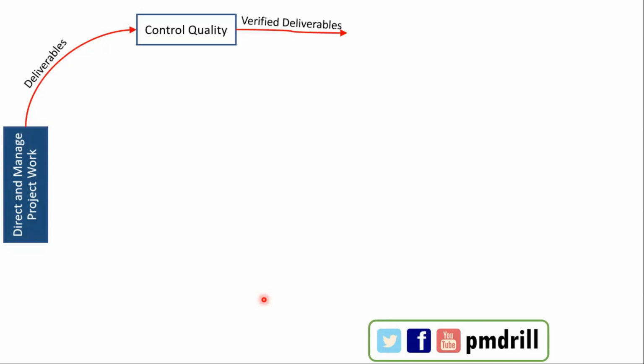Now the process doesn't stop here. Now these verified deliverables have to be inspected and accepted by your customer, right? In control quality is only your internal check. That is not sufficient. Your customer also has to accept this product or deliverable.